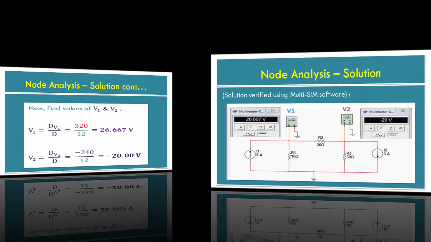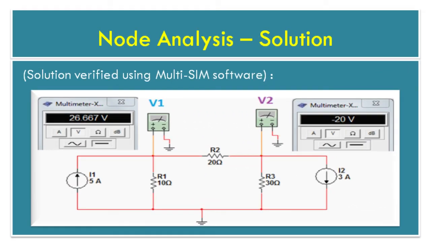Here we verified our results of node voltages using Multisim software, which gave the same node voltage values of V1 and V2 as 26.667 volt and minus 20 volt.